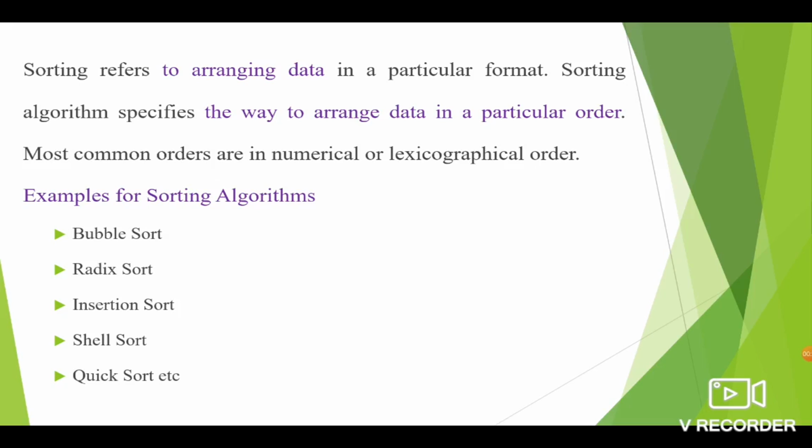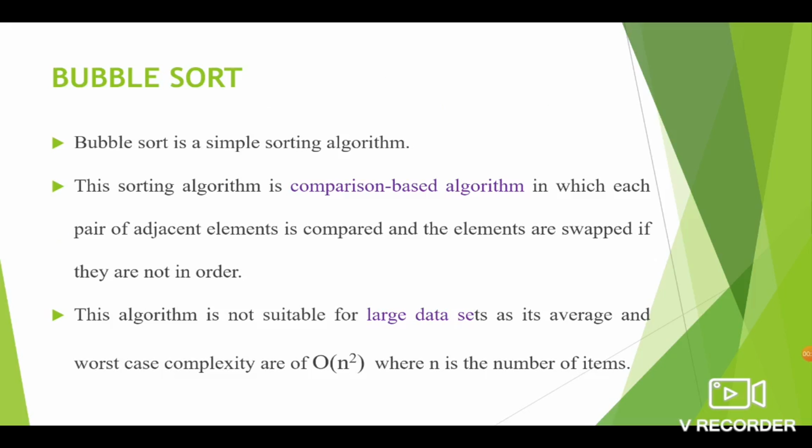To do sorting, we have several sorting algorithms. These sorting algorithms specify the way to arrange the data in a particular order. The order may be ascending or descending. The most common orders are numerical or lexicographical order. Some examples of sorting algorithms are bubble sort, radix sort, insertion sort, shell sort, quick sort. Like that, we have several algorithms for sorting.